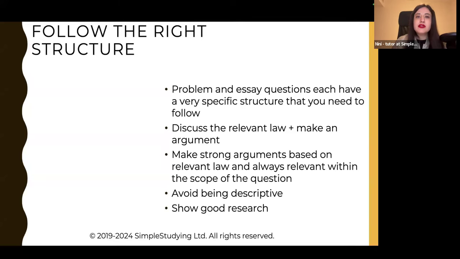Follow the right structure. So there are different structures that you need to follow for problem questions and essay questions. You probably have heard about the IRAC structure, but it is very important that for every single legal issue that arises in the problem question, you do IRAC and separate it in different paragraphs. So for example, if you have one legal issue, you deal with that legal issue with the IRAC structure, and then start a new paragraph and talk about the next legal issue.